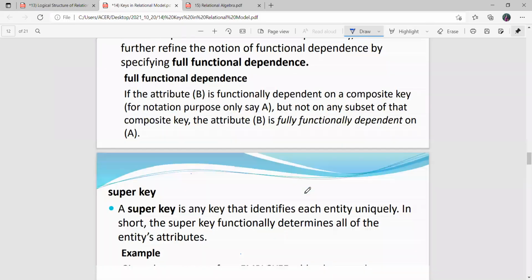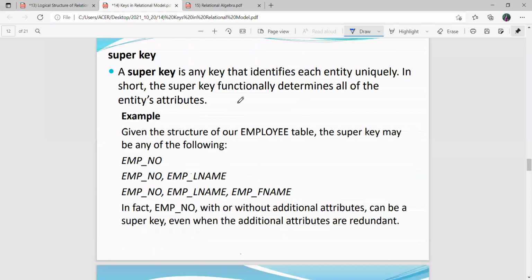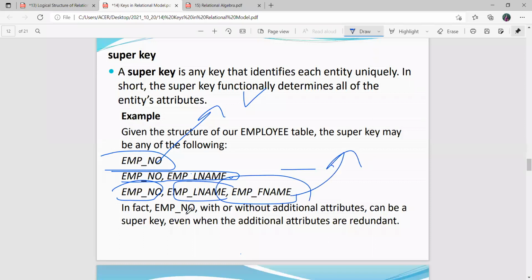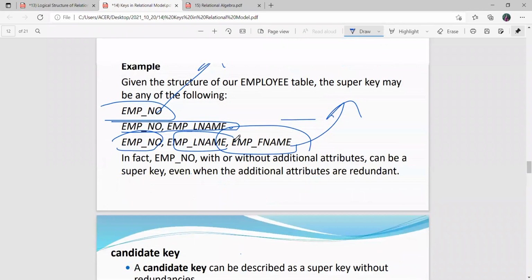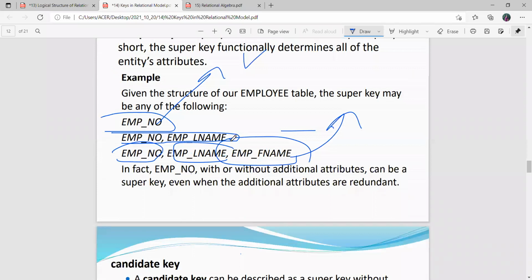Then let's move on to the super key. A super key is a key that identifies each entity uniquely. In short, the super key functionally determines all the entity's attributes. So the super key is just like the primary key. It can be used as a super key, or you can take a combination of employee number and employee last name, or employee number, last name, and name as a super key. A super key can be a primary key or any combination with the primary key.